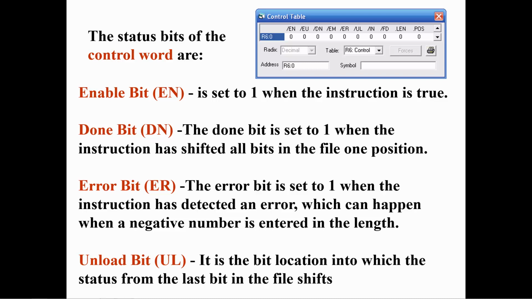The control word contains 4 important status bits. The enable bit is true whenever the instruction is true. The done bit is true after each time the bits in the register are shifted 1 position. The error bit is set when the instruction detects an error, such as entering a negative number in the length operand. The unload bit is the location into which the last bit in the file is shifted.